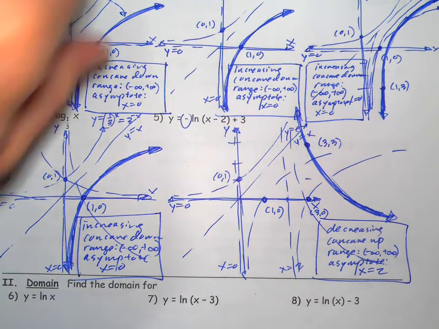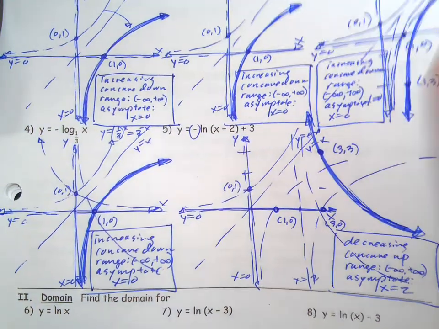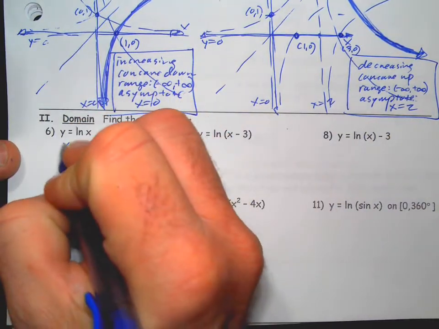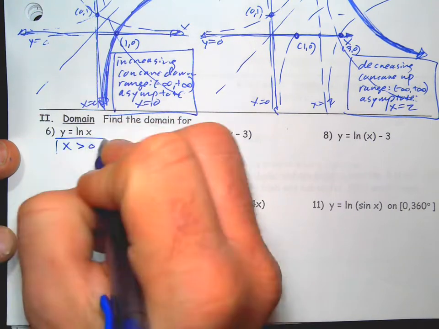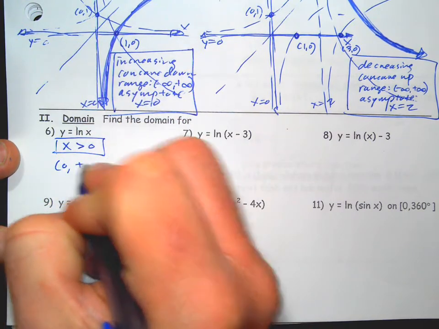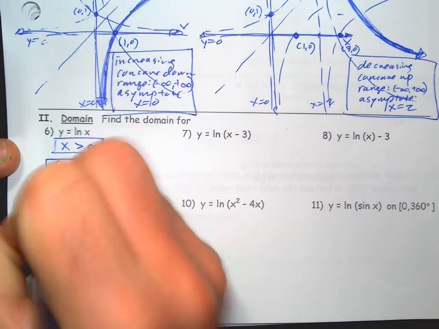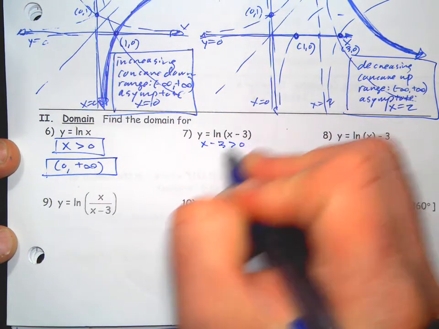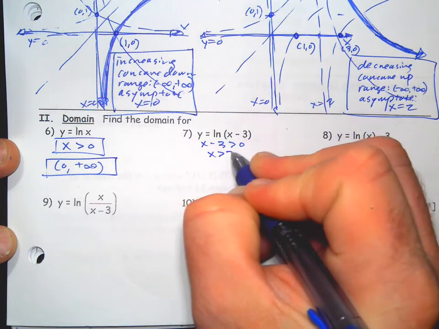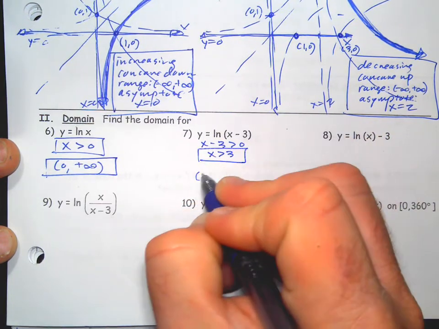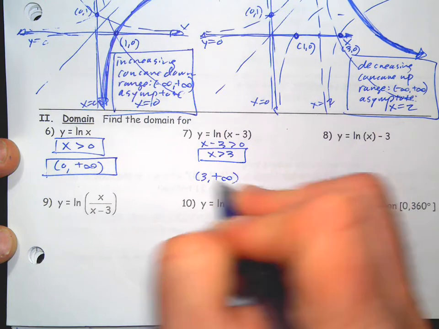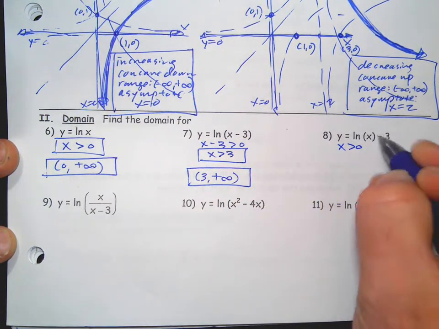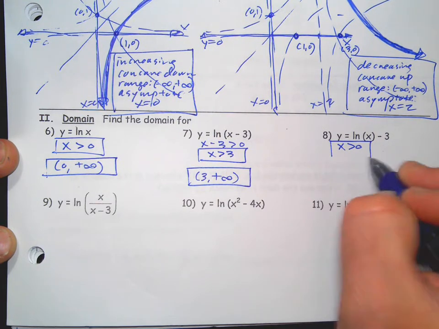So there you go, graphs. We got to do domain. We talked about this. Inside has to be positive. So that's it, but I want it in interval notation. Okay. This one, x minus 3 has to be greater than 0. Inside has to be positive, so solve for it. But the answer I'd prefer is 3 to positive infinity. Inside has to be greater than 0. The -3 is not inside, so the -3 actually doesn't matter.